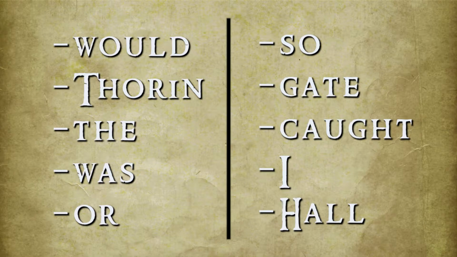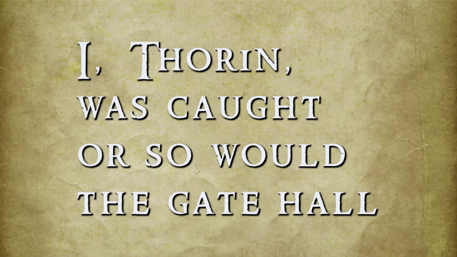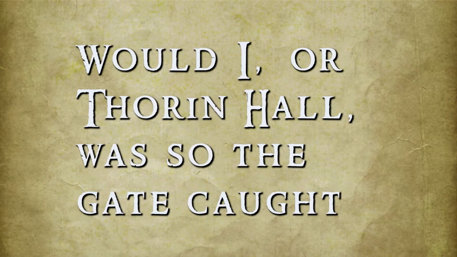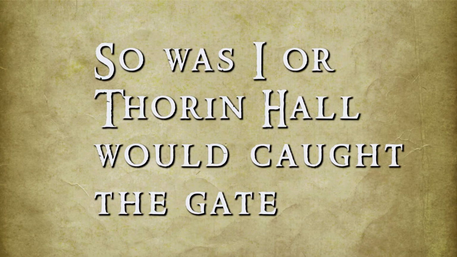So from The Hobbit, we have our 10 words, which are: wood, Thorin, the, was, or, so, gate, caught, I, hall. I've tried to scramble and unscramble these words so much. The first one that I came up with was, I, Thorin, was caught or so would the gate hall. Another one, which kind of made Thorin Hall a name, would be: I, Thorin Hall, was so the gate caught. Or, so was I or Thorin Hall would caught the gate.